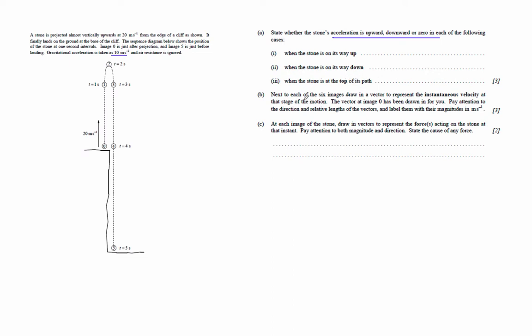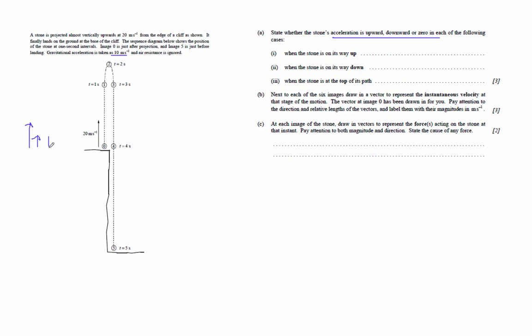Okay, so let's see. Next to each of the 6 images, draw a vector to represent the instantaneous velocity. Pay attention to the direction and relative lengths of the vector. So, for example, if this is 10 meters per second, make it half as long as this. If something is 30 meters per second, make it 1.5 times as long as this. So your vectors are going to look like this will be 20 meters per second. This could be 10 meters per second.